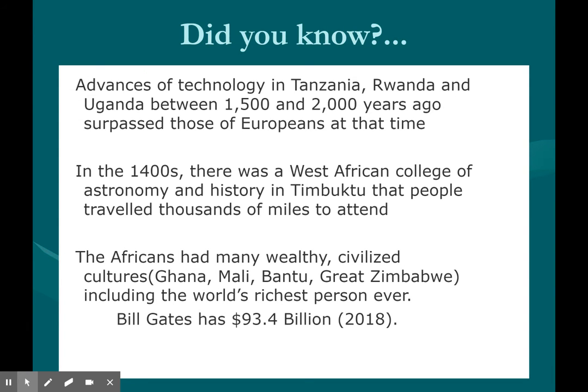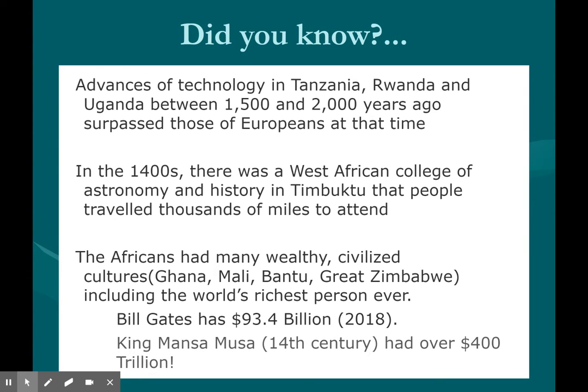Also, the Africans had many wealthy civilized cultures, including Ghana, Mali, Bantu, and the Great Zimbabwe. This actually includes the richest man to ever live. His name was King Mansa Musa. He lived in the 14th century, and his wealth today, if you calculated it, would be worth over $400 trillion. This is known as the most wealthy person to ever be on this earth, and he was the king of Mali. So those are some interesting facts as we go into what colonialism is and how Europe started to colonize Africa.